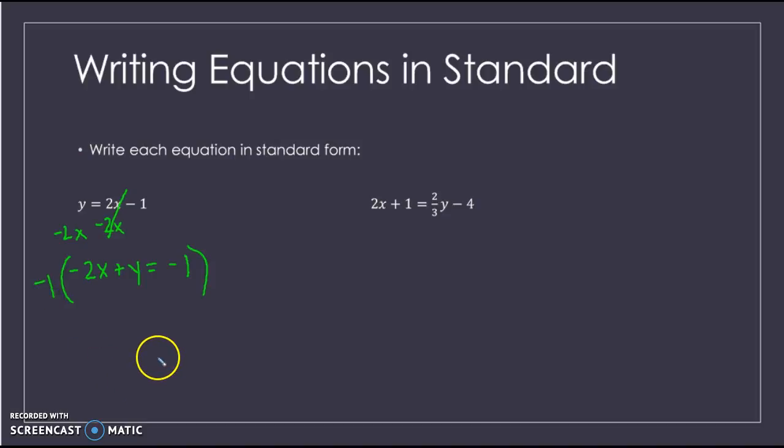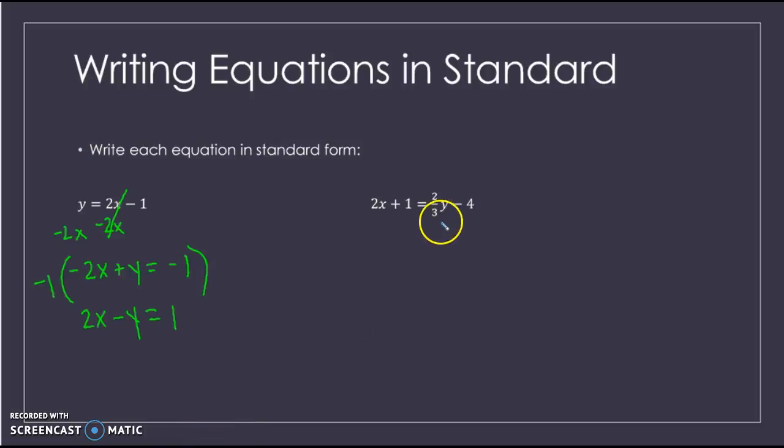Remember, you can do something to your equation and keep it the same equation as long as you do it to every single term. So negative 1 times negative 2x becomes positive 2x. Negative 1 times y is negative y, and negative 1 times negative 1 is positive 1. And now we're in standard form.